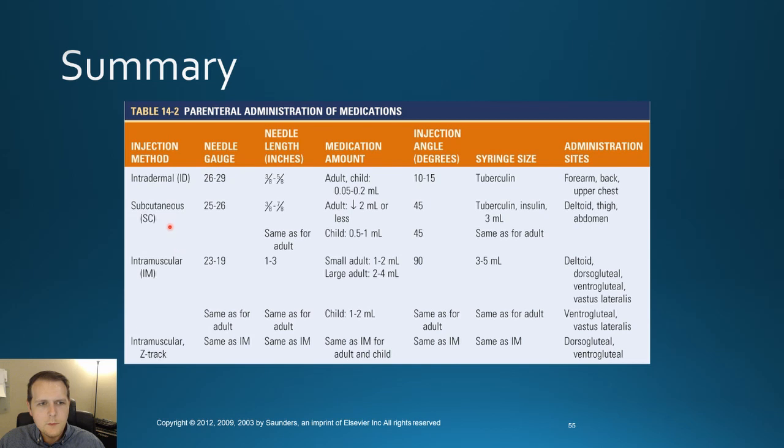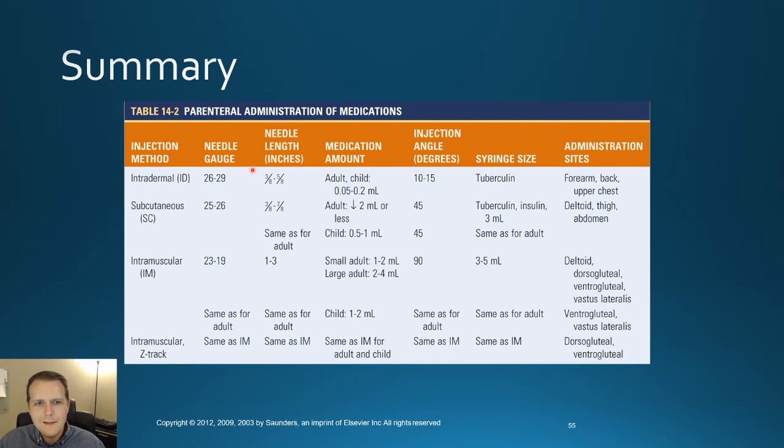So just as a summary, your different sites of administration, the most common ones are intramuscular, subcutaneous, and intradermal. Review this note here that the larger size needles are the smaller gauges, right? Or should I say the lower gauges are going to be for more intramuscular. Usually you're going to be using the higher gauges or smaller needles for intradermal and subcutaneous.